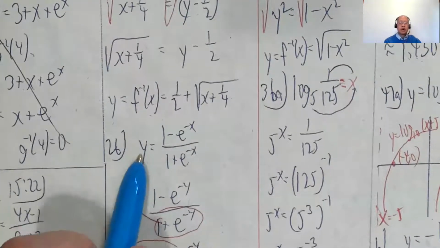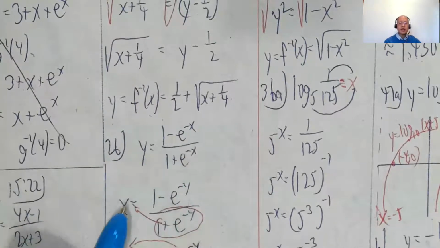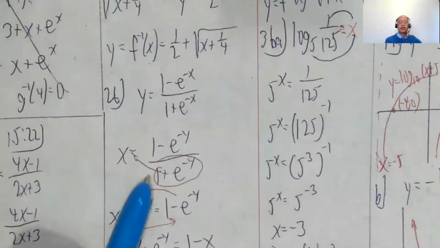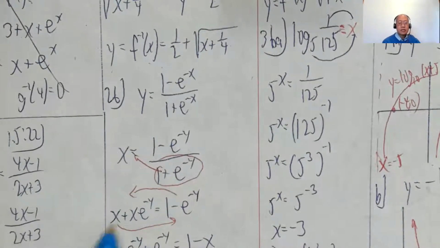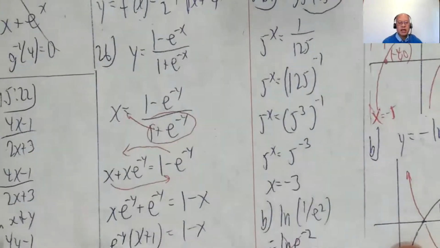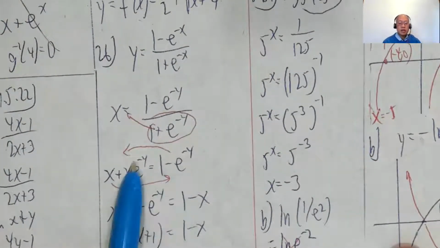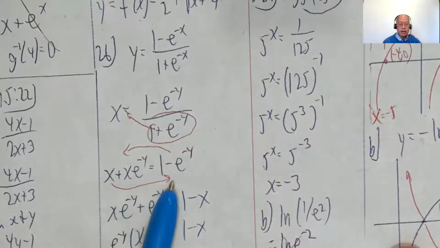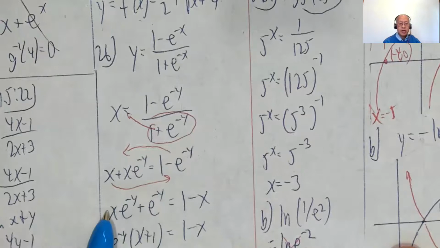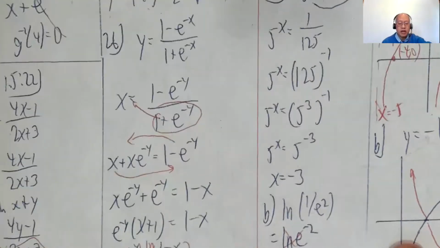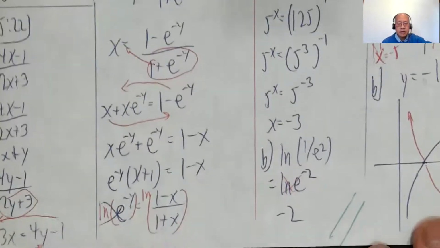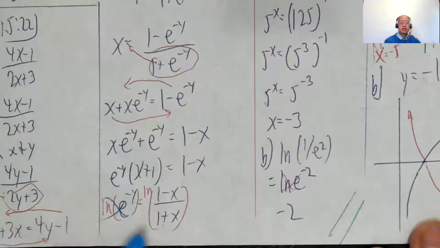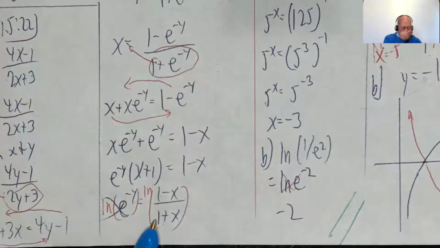26, they give me y equals this. Switch around x and y. x equals 1 minus e to the y over 1 plus e to the negative y. Multiply both sides by 1 plus e to the negative y. x plus x e to the negative y equals 1 minus e to the negative y. Get all the y's on this side, move the x over. So that'd be 1 minus x on this side. This side will have x e to the negative y plus e to the negative y. Factor out e to the negative y. e to the negative y times 1 plus x. Divide by 1 plus x. e to the negative y equals 1 minus x over 1 plus x.